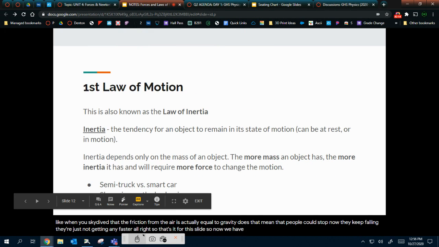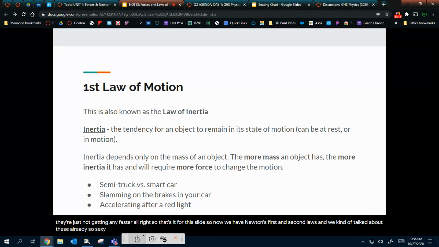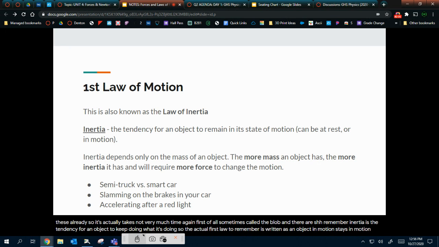So now we have Newton's first and second laws, and we've kind of talked about these already, so this actually takes not very much time. So again, first law, sometimes called the law of inertia. And remember, inertia is the tendency for an object to keep doing what it's doing. So the actual first law, remember, is written as an object in motion stays in motion, an object at rest stays at rest, unless acted upon by an outside force. Right?